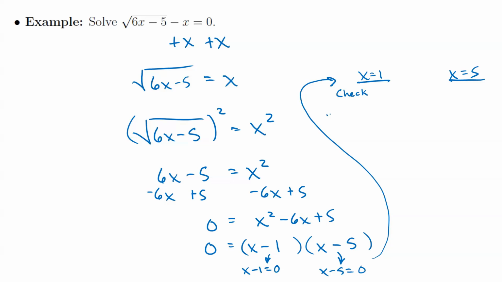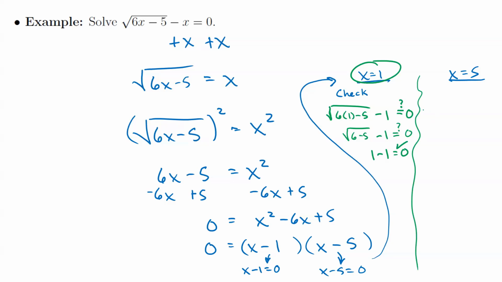And by checking, we mean go to the original equation before we even move the x to the other side, before we did any of that. So the square root of 6 times 1 minus 5 minus 1. Just plugging 1 in where I see an x, and I'm asking, is that equal to 0? Well, square root of 6 minus 5 minus 1. Sure, 1 minus 1 definitely equals 0. So that one checks out.